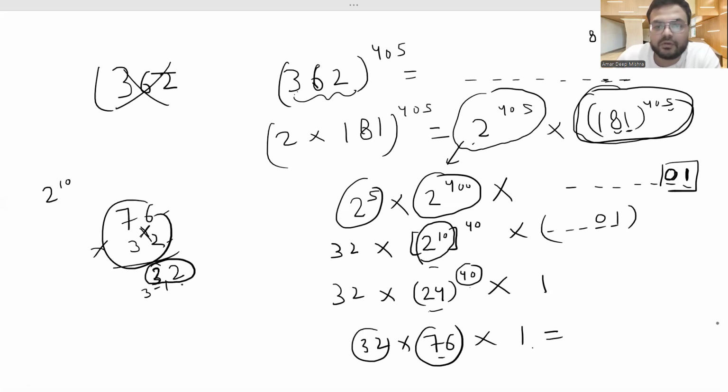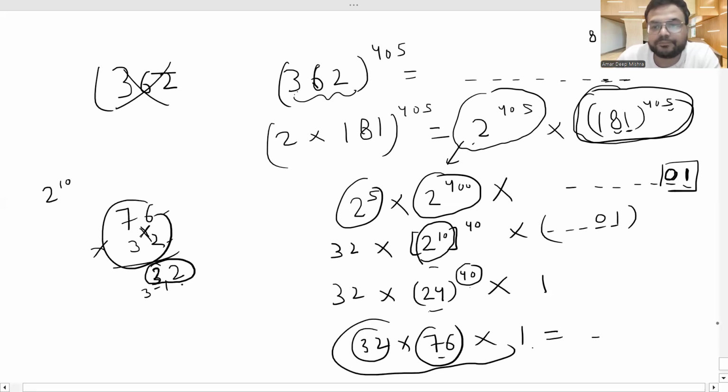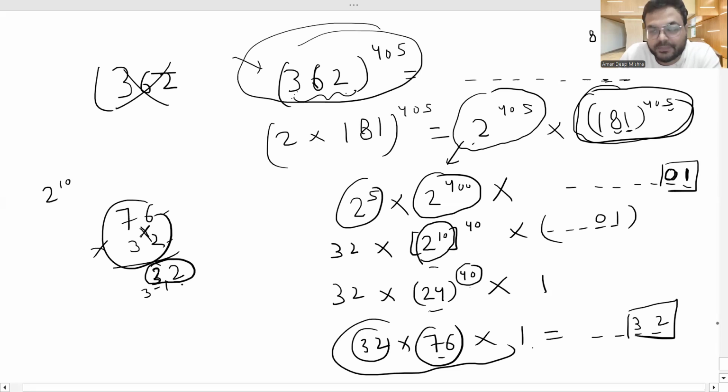So if you multiply these two, you will be getting 3 2 as the last two digits. So I can say that for 362 whole to the power 405, for this expression, for this question, the last two digits are 32. I hope it is clear. So this is how we can find out for any question.